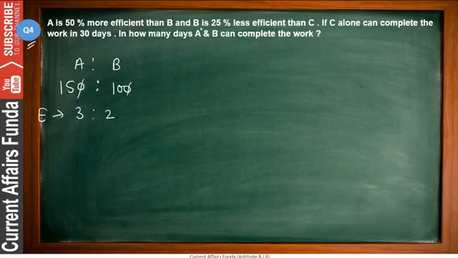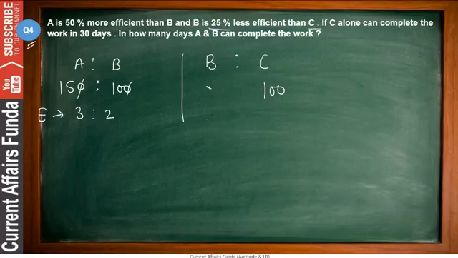Next, read friends. A is 50% more efficient than B, and B is 25% less efficient than C. Okay, so there are two other persons, B and C. If C is 100%, then B is 25% less than that. Okay, that means B will be 75%. So friends, if we divide, it will be 25 3 times and 25 4 times.